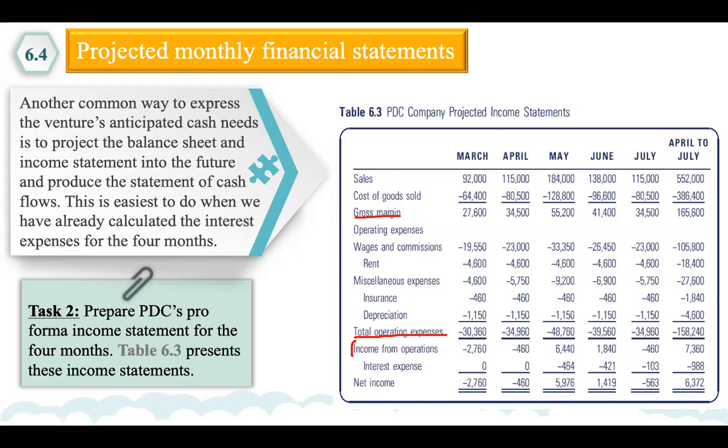Once we have done this, we will subtract the interest expense. Remember, the interest expense was calculated during the cash budget. So all you have to do is collect this information from the cash budget and put it in the company's projected income statement. And that's it. And finally, we have the net income, since it is given to us as information in the exercise that the company is exempt from tax.